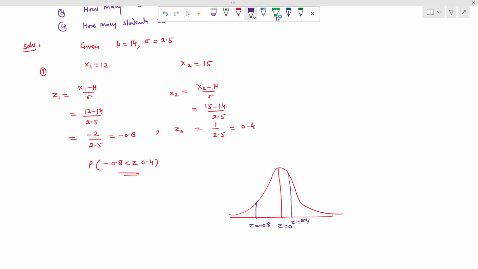So our required area, because we are going to calculate area between 12 to 15, so between -0.8 to 0.4, this is our required area. So for calculating this area, we write down this is equal to probability P of -0.8 to 0, plus 0 to 0.4.